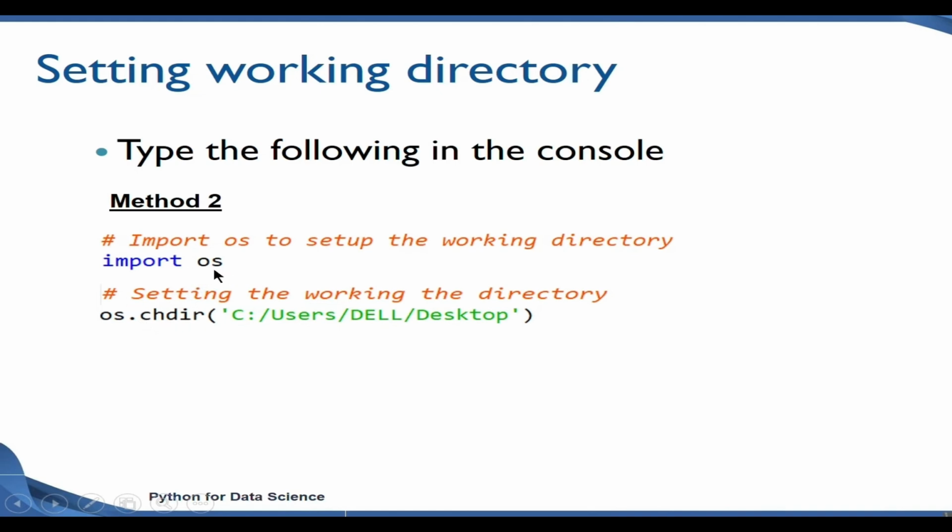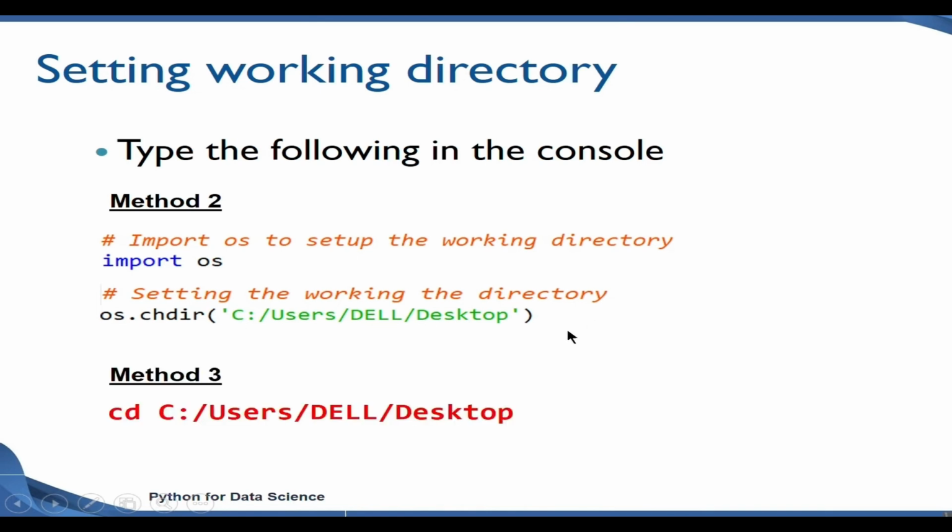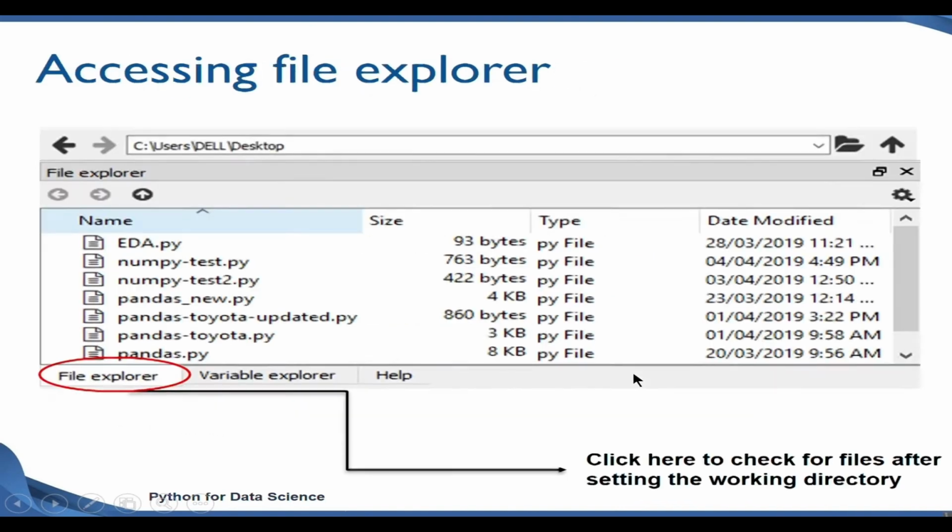I need to use the name of the library, which is os in this case, followed by a dot, and then use chdir. Within parentheses, you can give single or double quotes. Copy the entire path from your directory and paste it here, or you can also type it out. The third method is using the command cd. cd also means change directory, and you can give a space after the command and then give the path. So this is how you set a working directory.